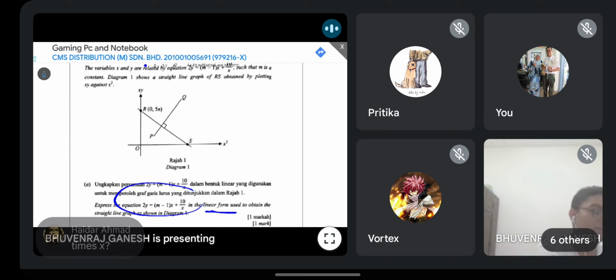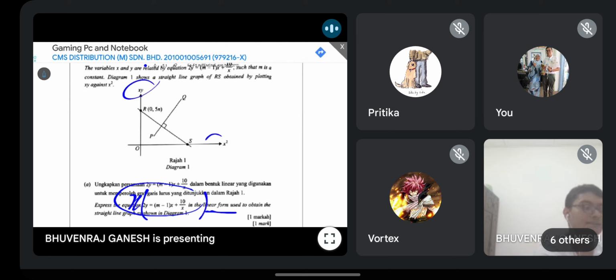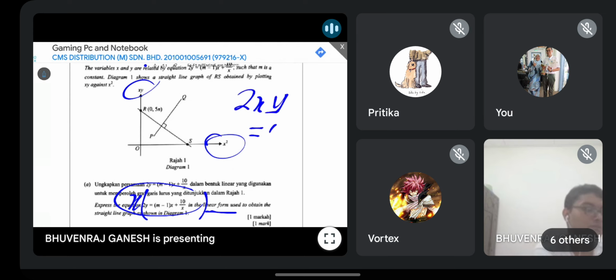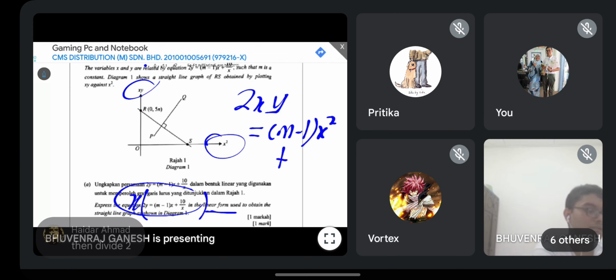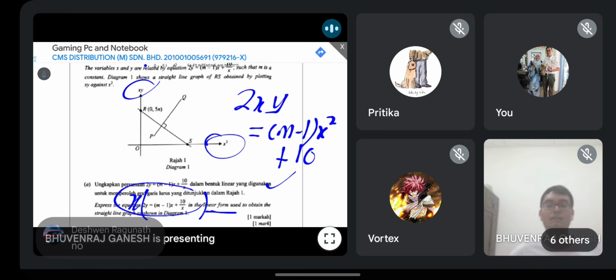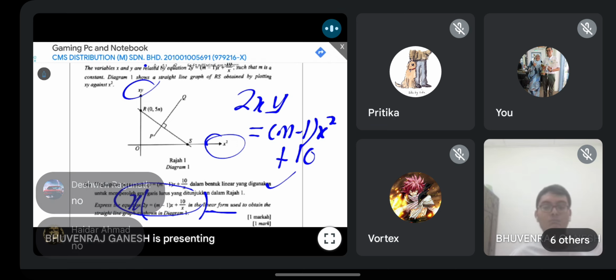Yes, times x, you can. You times the whole equation by x, because your y-axis is xy and your x-axis is x squared. So you will get 2xy is equal to (m minus 1) x squared plus 10. Okay, like this. So can I leave my answer like this, guys? Yes or no? Boleh tak saya tinggal jawapan macam ni? Why no? Anyone can tell me why cannot?